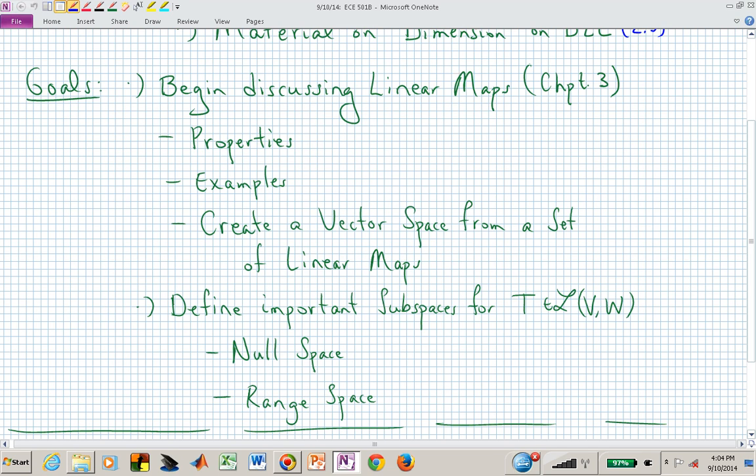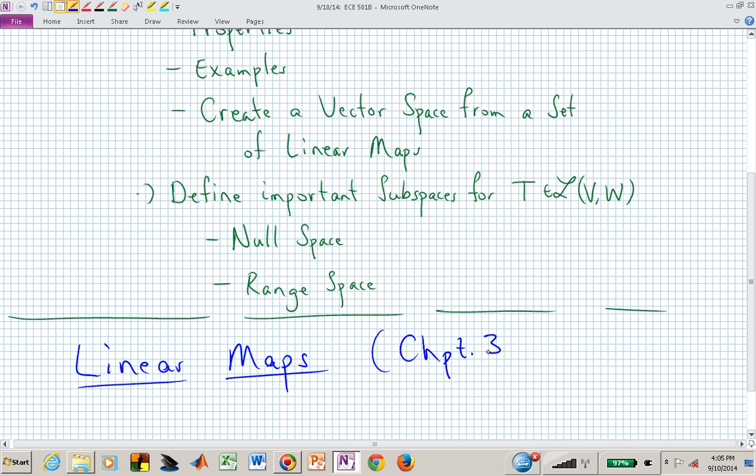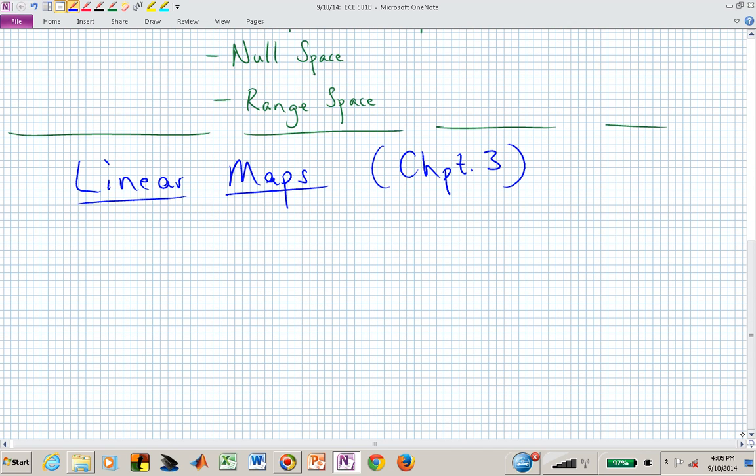We will try to get into some particular subspaces, one being the null space. I don't know if we will get as far as the range space. And we'll talk about those maybe in more general terms than what you're used to seeing. Which is Chapter 3.